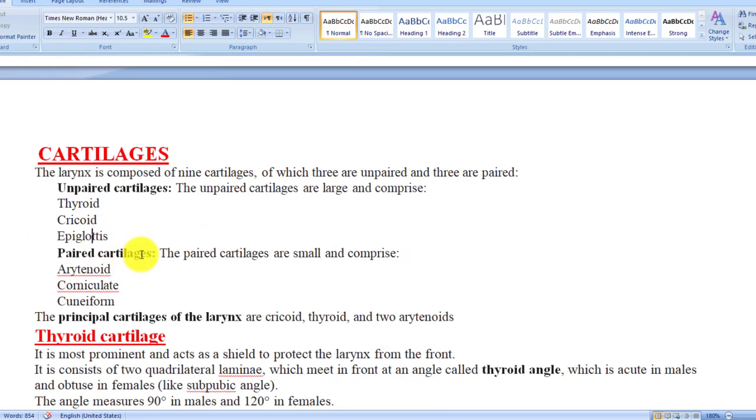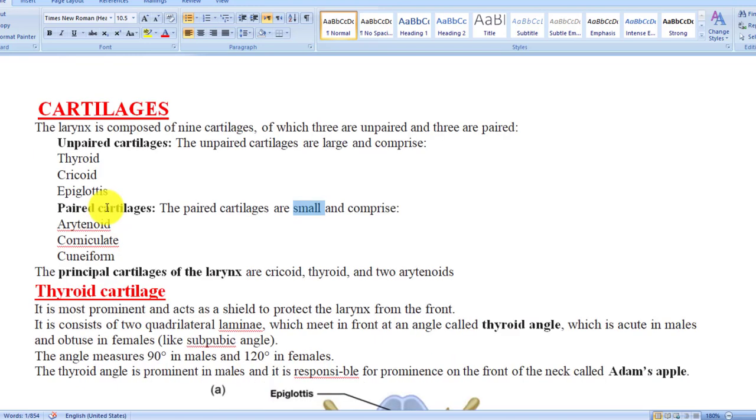Then the paired cartilages, they are 3. There will be 2 arytenoid cartilages, 2 corniculate cartilages, and 2 cuneiform cartilages. They are relatively a little smaller than the unpaired cartilages. So let's see each cartilage in a little bit of detail.